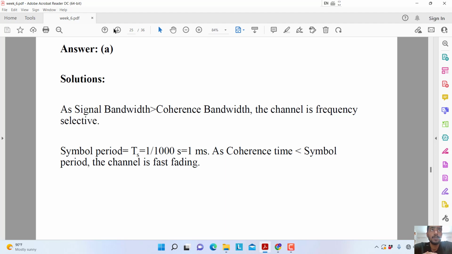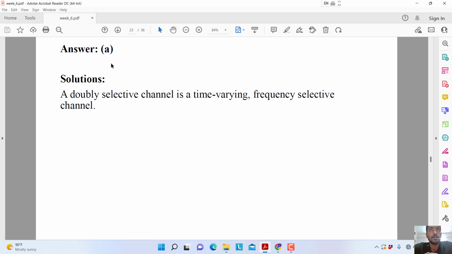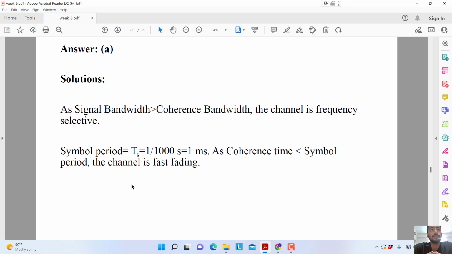So one option is the right one. It will be frequency selective because the signal bandwidth is greater than the coherence bandwidth. Next, we compared the coherence time with the symbol period, and it comes out as a fast fading channel. Option A is the right one.